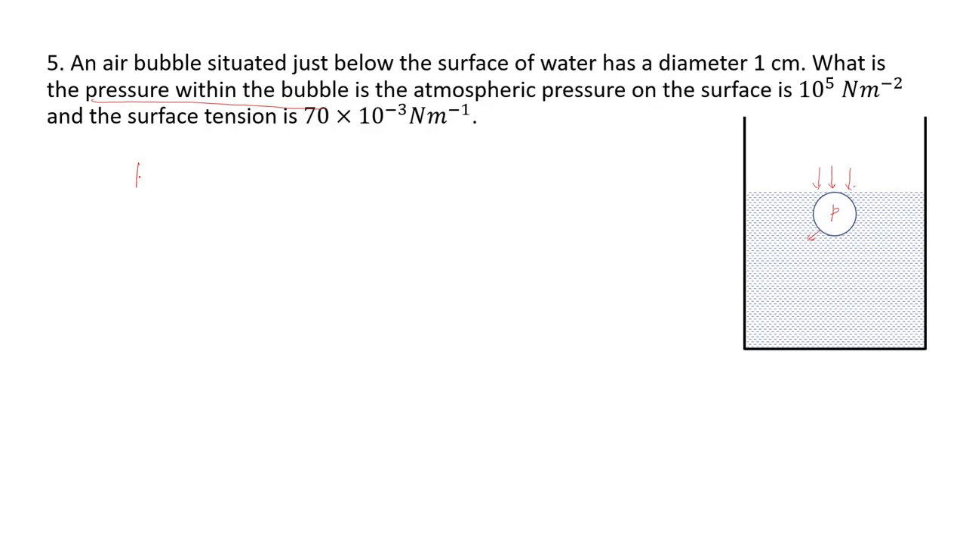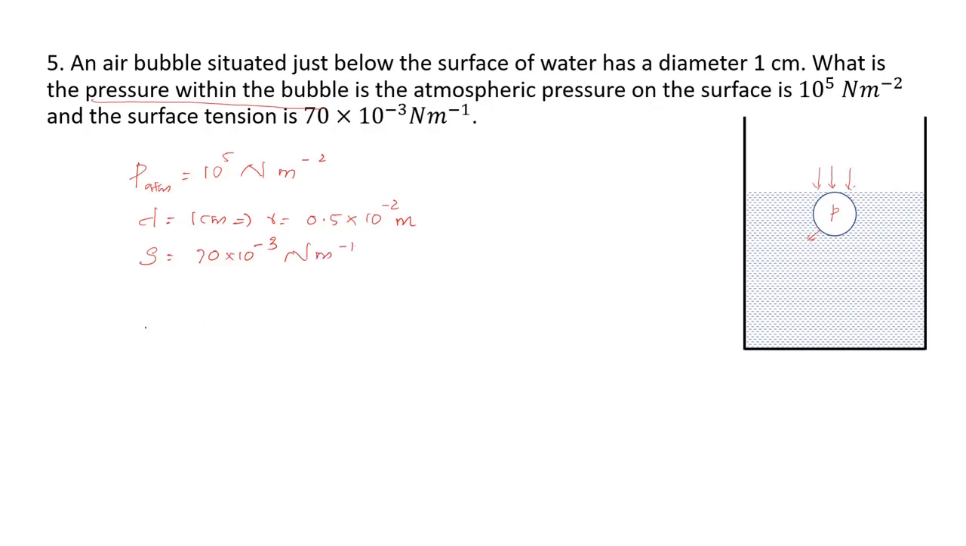So atmospheric pressure P atmospheric is given as 10 to the power 5 Newton per meter squared. Other information given is the diameter as 1 centimeter. This implies the radius is 0.5 into 10 to the power negative 2 meter. We are given surface tension 70 into 10 to the power negative 3 Newton per meter.